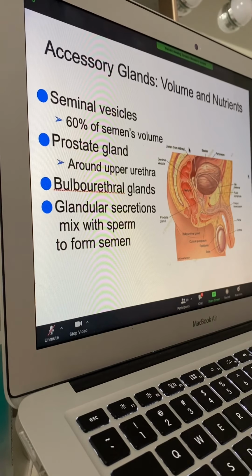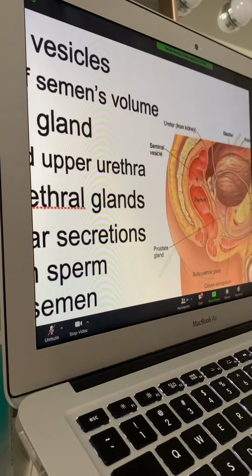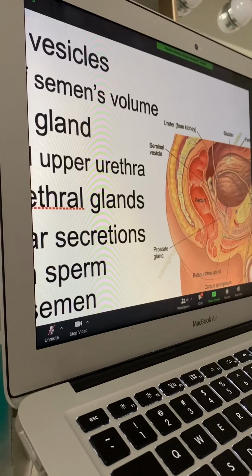So you have the accessory glands, the seminal vesicle and the prostate gland. I said that a while ago in the beginning already. So 60% of the semen's volume comes from your seminal vesicle. This consists of your vitamin C, your fructose, your prostaglandins. So let me see here, where is the seminal vesicle? So this is your seminal vesicle.